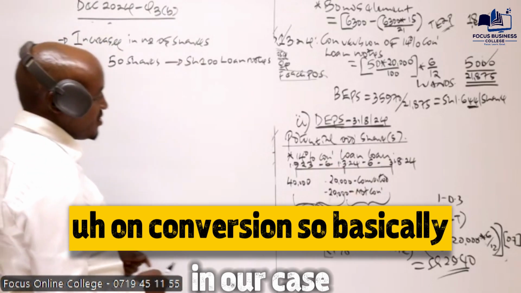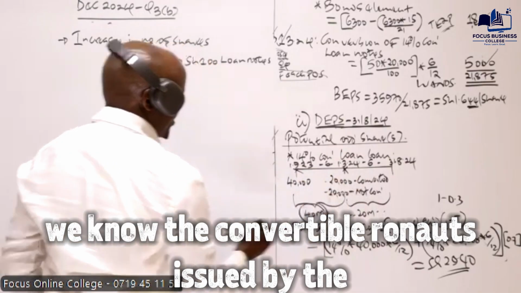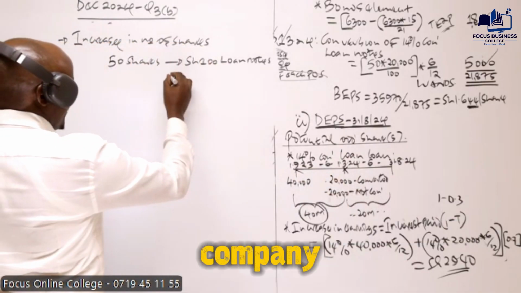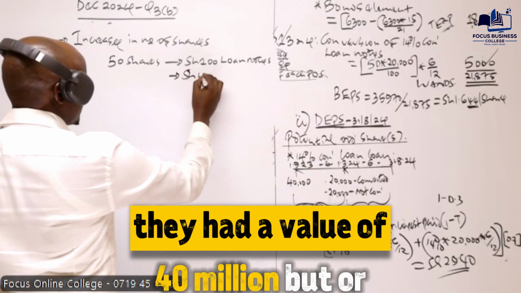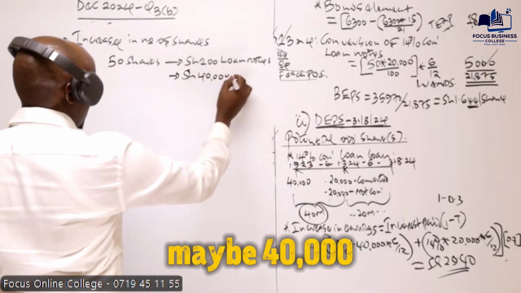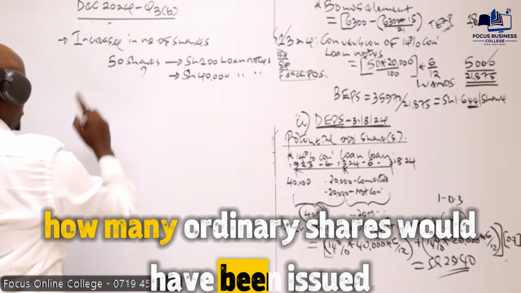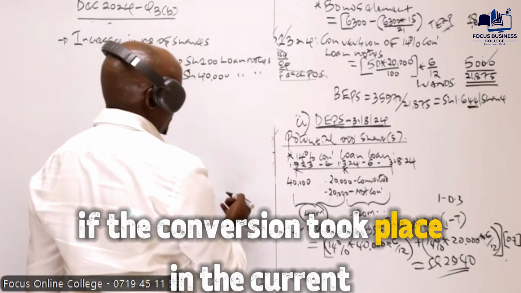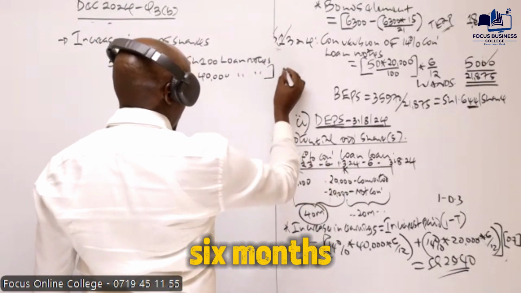So basically, in our case, from this analysis which we have here, in the first 6 months, we know the convertible loan notes issued by the company had a value of 40 million, or maybe 40,000. So in this case, what we need to do is to compute how many ordinary shares would have been issued if the conversion took place during the current year. But also remember, this one will only apply for the past 6 months.